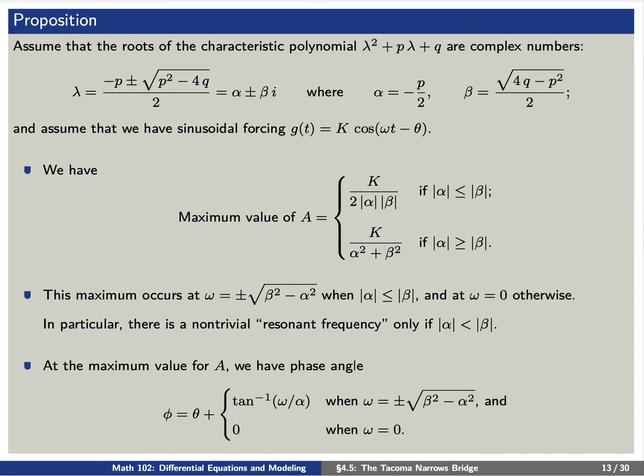Finally, at this maximum value for the amplitude A, we have the following phase angle. Either φ is equal to θ plus the arctangent of ω over α, where ω is the square root of β² − α², or φ is equal to θ when ω equals 0.